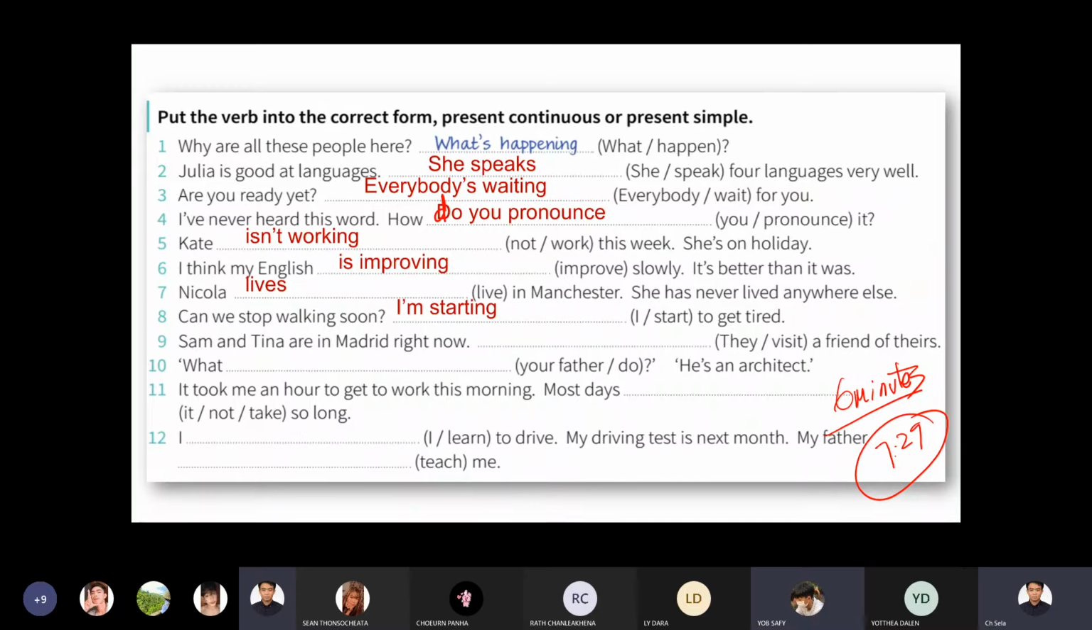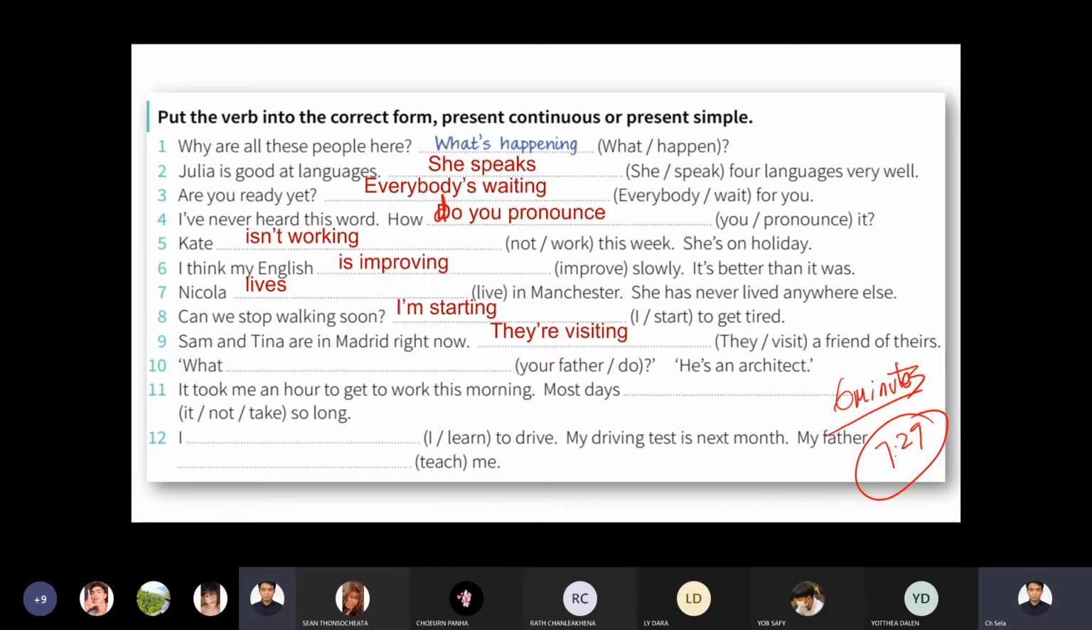Sam and Tina are in Madrid right now. So right now, the time is happening, right? Yeah, teacher. So what is it? Present simple or continuous? Continuous. Yes, continuous. They are visiting a friend of theirs. Okay, thank you.